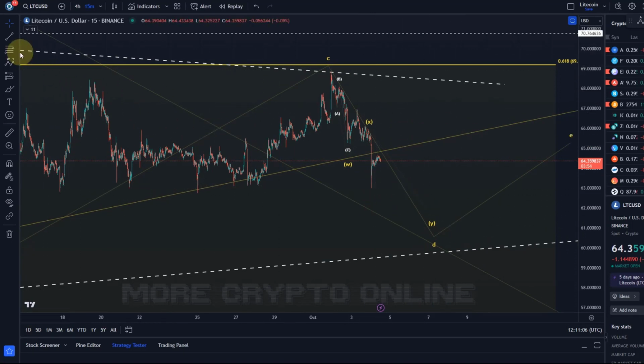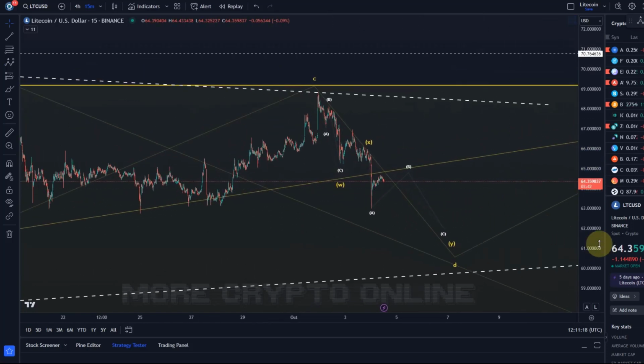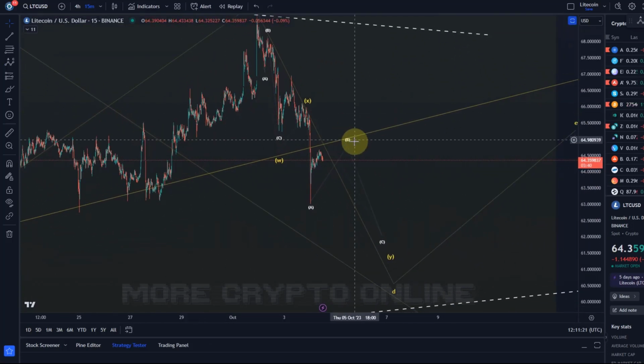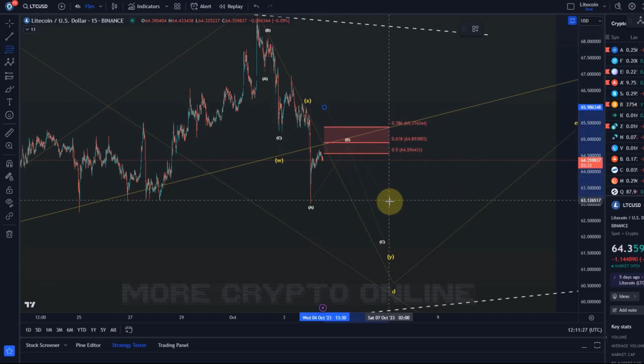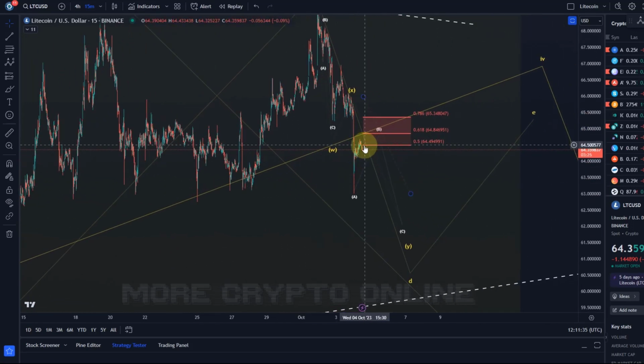So a Y wave would also be an ABC structure. So this would probably be the A wave. Then the B wave is likely unfolding right now. And then a C wave down, broadly in line with the Bitcoin wave count as well. So if we say this is B, what is resistance? We would have to measure that against the end of the triangle. So this is resistance, all the way up to $65.35. It already reached it and reacted to it.